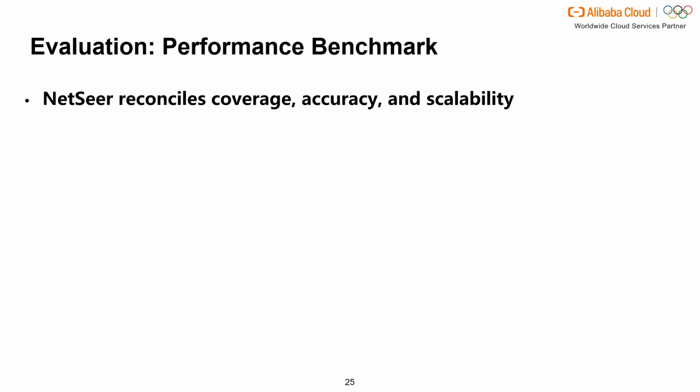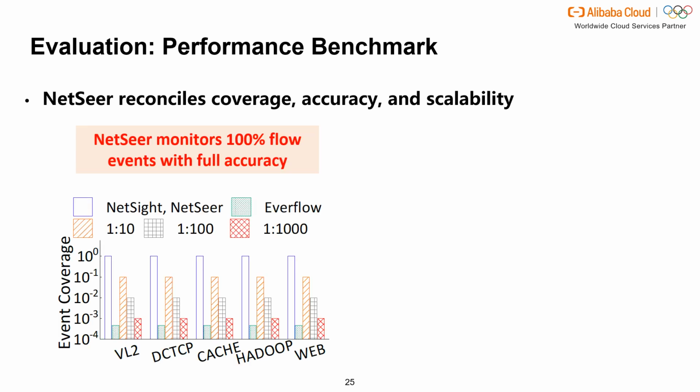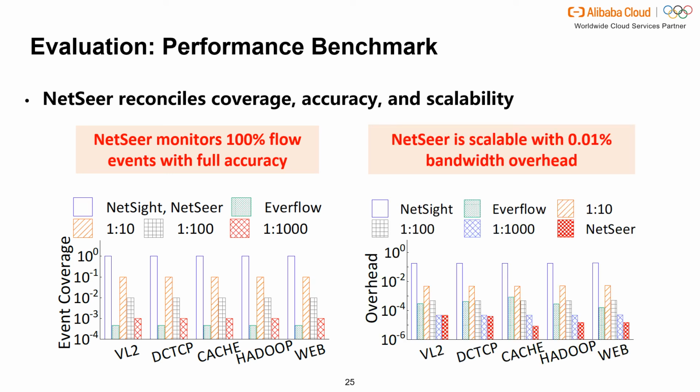Then, we evaluate NiceR's coverage, accuracy, and scalability on our testbed based on 5 real-world flow traces. First, NiceR can monitor 100% of flow events, and all false positives can be faithfully eliminated. Among the existing monitors, only NetSight can achieve full event coverage. But NetSight introduces large monitoring overheads, while NiceR has great scalability with 0.01% bandwidth overhead.